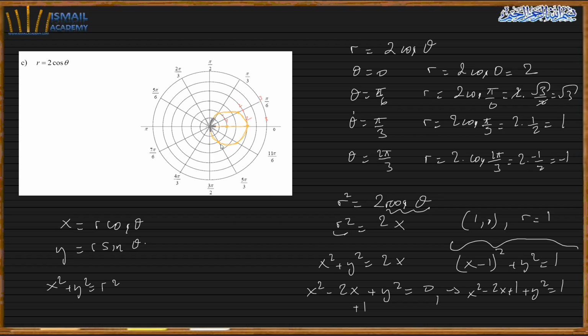And this is exactly what we got. This is (1, 0), the center, and the radius is 1. So this is for you to check if your graph is the exact graph for that function.